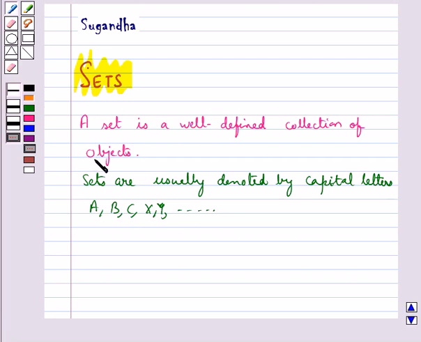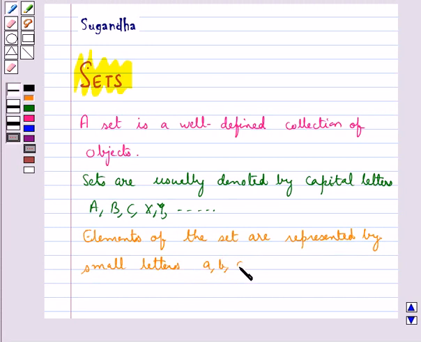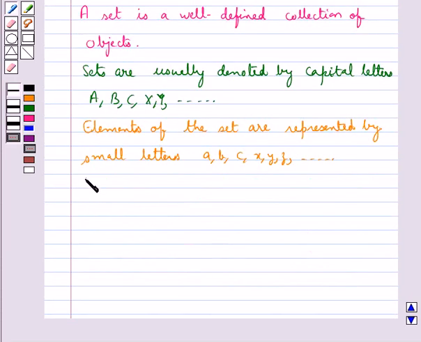And the objects of the set, or you can say elements of the set, are represented by small letters like a, b, c, x, y, z, and so on. We know that N is the set of natural numbers. This is an example of a set.